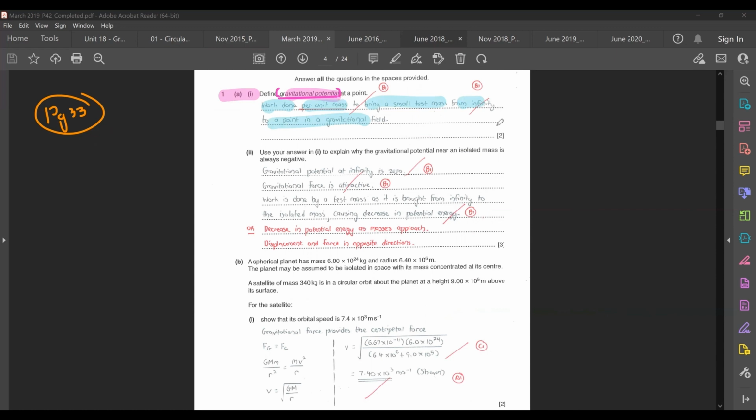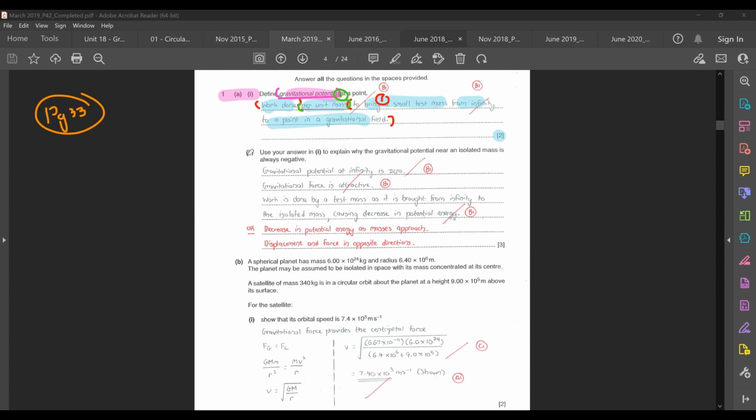So this one is usually allocated 2 marks. If you say work done to bring a test mass from infinity to a point in the gravitational field, this is 1 point. And then you say per unit mass, this is where your other mark comes from. So this one is pretty straightforward.